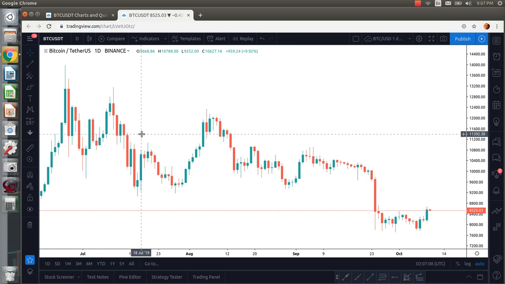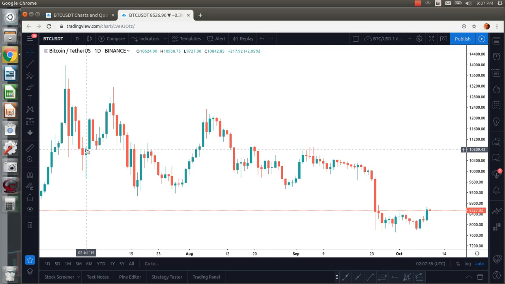You could see the wicks are the extreme, how high it got that day. This is where it opened, and this is where it closed. The wicks can go really deep sometimes. Like this wick went all the way down here and recovered all the way back up here within 24 hours, and it actually closed right there.